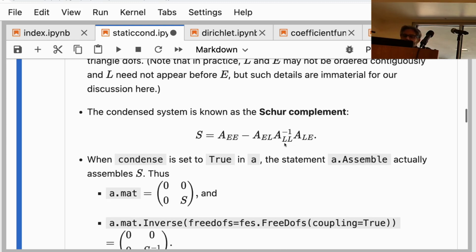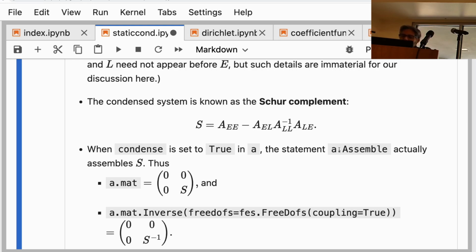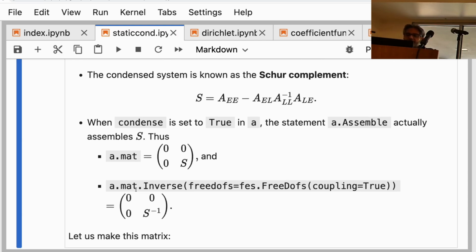Okay, and this is the Schur complement. You may have seen this from linear algebra. When condense is set to true, what happens is that the meaning of A.assemble changes. A.assemble does not produce the entire matrix A, but it produces this matrix with a lot of zeros and the Schur complement. So if you print out the A.mat, expect to see S. And if you try to take the inverse of this, then you're not taking the inverse of A.mat, you're taking the inverse of the Schur complement of this matrix. Of course, there are zeros there, so you ignore the zeros and take the inverse of S, and it pads it with the sufficient amount of zeros to get the same matrix size.